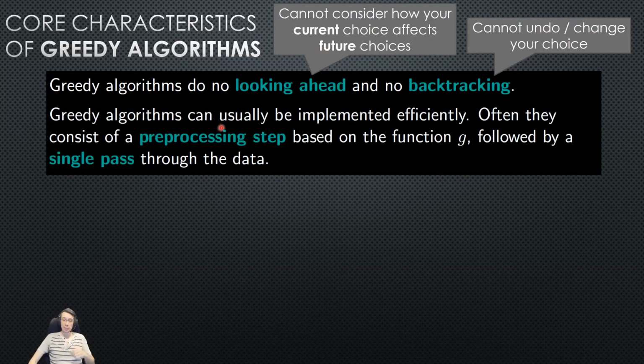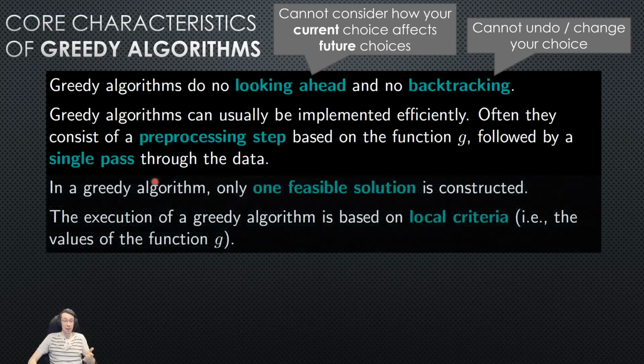Greedy algorithms can usually be implemented really efficiently. How? Typically, they consist of a pre-processing step, which is usually a sort, based on the function g. So usually g defines a comparator for your sort, and the pre-processing step is a sort. And then that's followed by a single linear pass through the data. So you usually end up with an n log n time algorithm if you use an n log n sort. And if you're lucky and you have bounded integer inputs, then you could use a super fast linear time non-comparison based sorting algorithm like a radix sort. And you might even get a linear time algorithm.